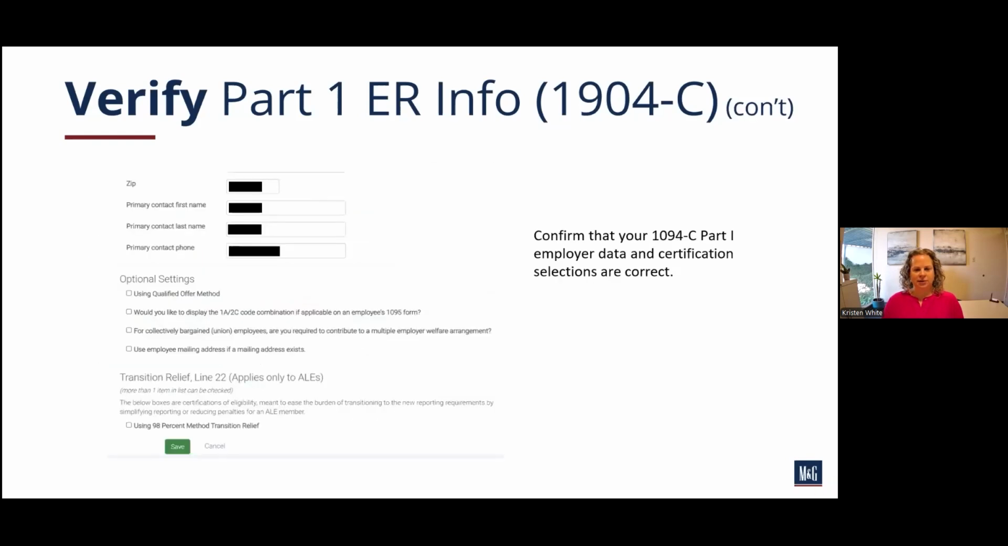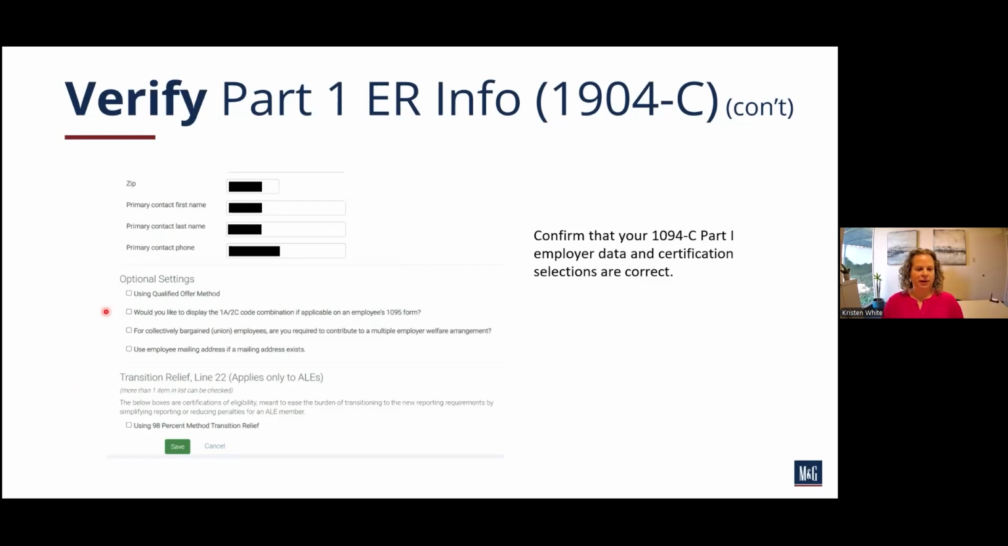And just going down the form here, it's asking for primary contact. That'll be listed here if you've done this before. If you want to verify and update that. There's a few other optional settings. Like, say you have the qualified offer method, and that's if you've offered coverage to at least one full-time employee for the whole year, then we touch on that in 101. And we touch on this 98% there, 101.